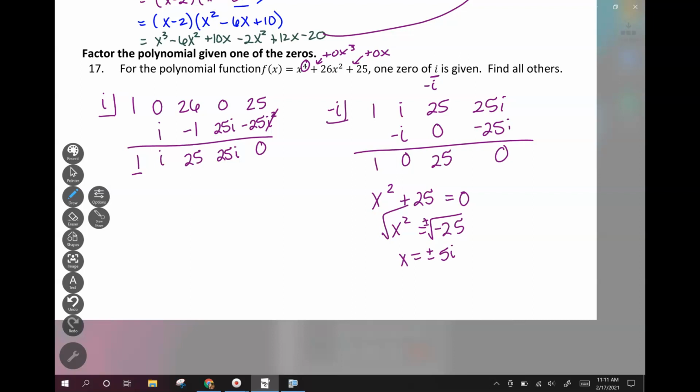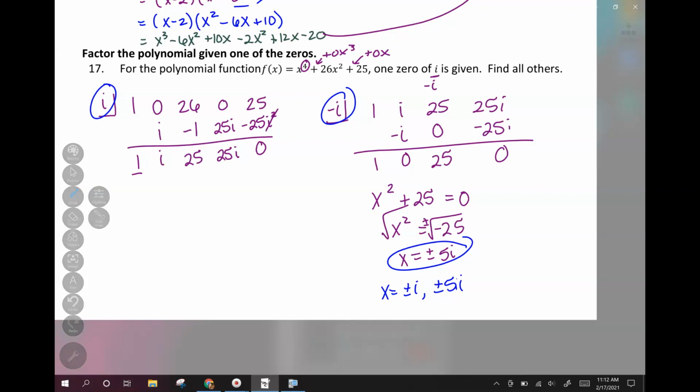Those are your other two zeros. We're just being asked to find the zeros here, so now we have all of them actually. We've got i, -i, and then our plus or minus 5i. So x equals plus or minus i and plus or minus 5i. So again, we started with a polynomial of degree 4, and how many zeros do we have? 1, 2, 3, 4. Those plus or minuses obviously count separately. One's positive, one's negative. So we have 4 zeros, degree 4 polynomial. And then if we put those in a factored form, we would have 4 factors.